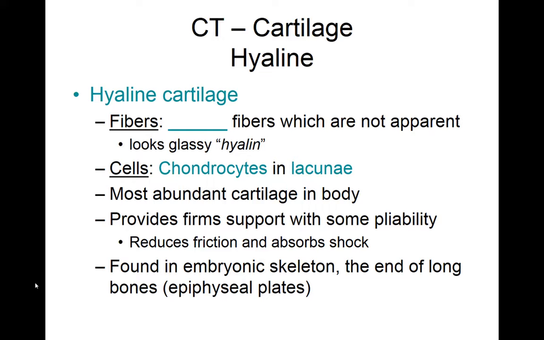And the cells are chondrocytes. Again, if we're looking at a hard tissue like cartilage or bone, that chondrocyte is found in a lacuna. This is the most abundant cartilage that we have in the body because it is very firm, but it still is slightly pliable. A lot of times we'll have it all over the body, helping to reduce friction and absorb some shock. So for example, at the ends of every bone in the body, you have hyaline cartilage.